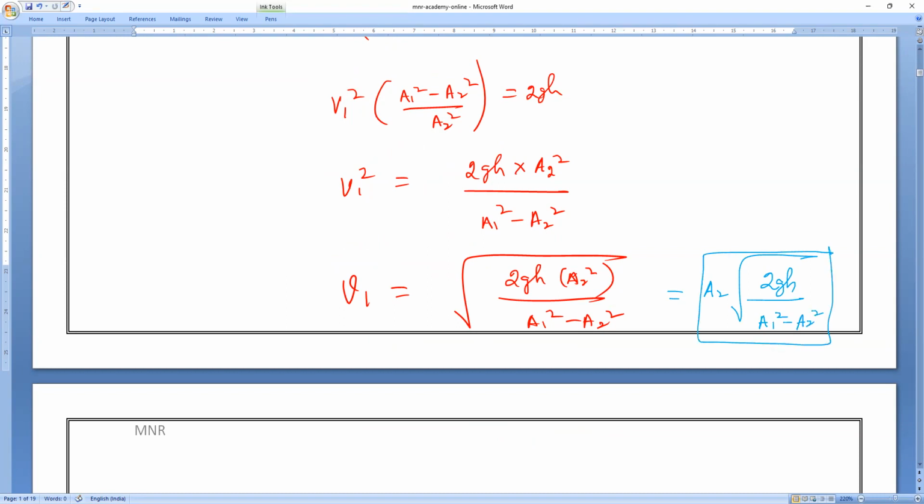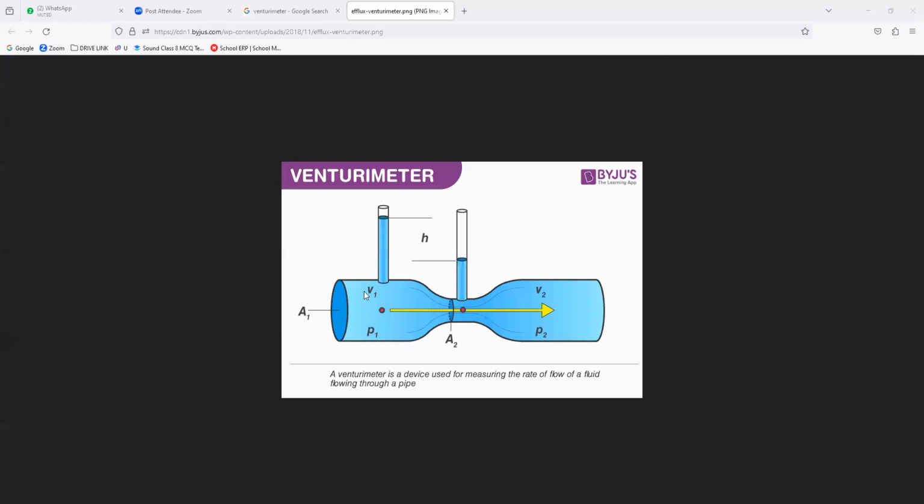Up to here, anyone having any doubt, you can ask me. I'll explain. Otherwise, you can proceed further. Any doubt, guys? Understand? Yes, everybody? Clear? So this is what we call calculating the velocity V1. So I got V1 now.